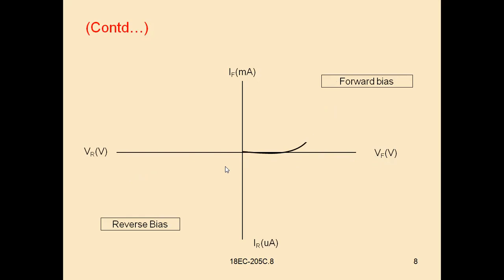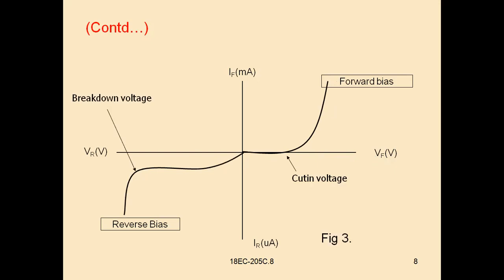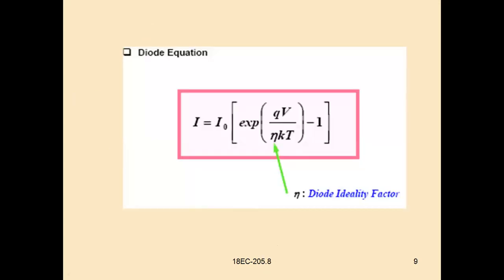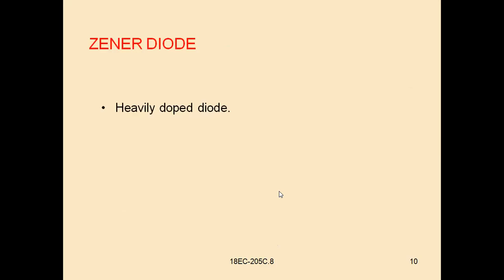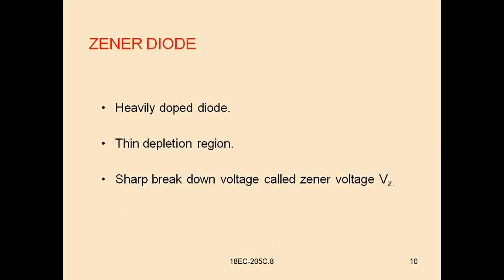Similarly, this is the breakdown region, breakdown voltage. At this voltage, what happens? In reverse manner, the current increases rapidly. Here, the current is in the order of microamperes in reverse bias. This is the diode equation of current. Let us see the Zener diode.